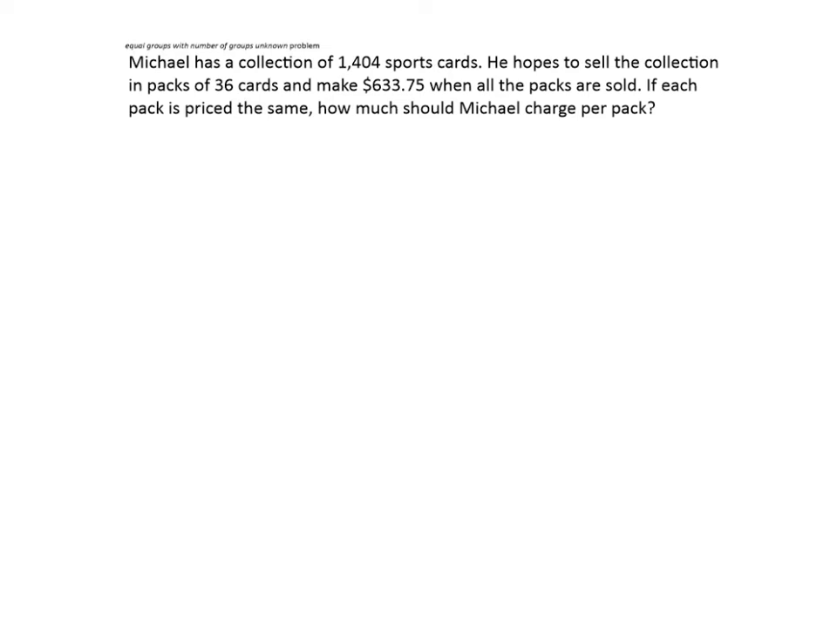So let's look. We see that he has a collection of 1,404 sports cards, and he wants to sell them in packs of 36. So that's going to be our first step. We have to take our 1,404. We've got to divide that by 36. I'd like you to pause right now, divide 1,404 by 36, then come back and check your work.